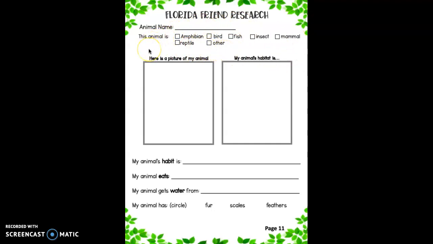For example, if I picked a pelican, mine would be a bird. Now I'm going to check the bird box. Now, after you did that, I'd like you to draw me a super detailed picture of your animal. If you want, you can even put some labels.